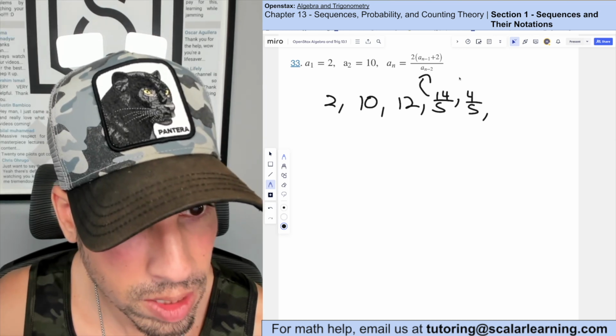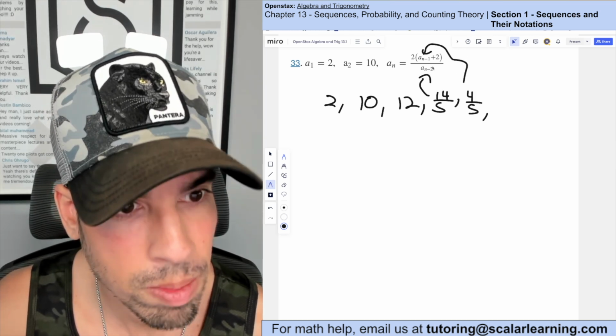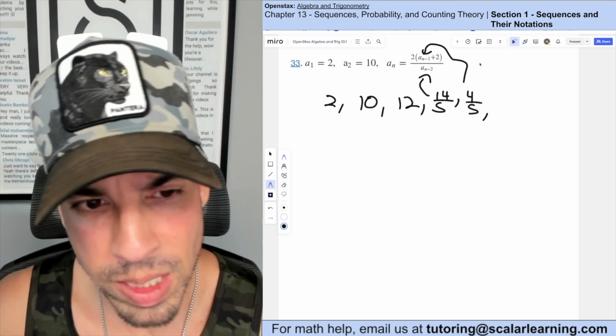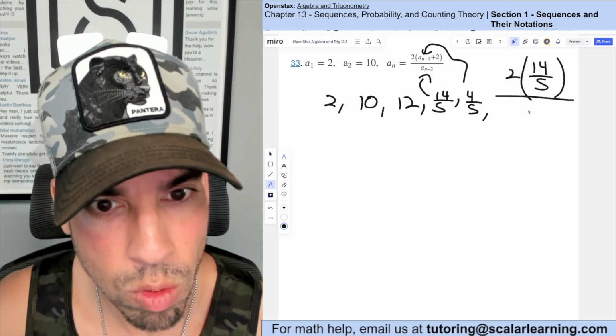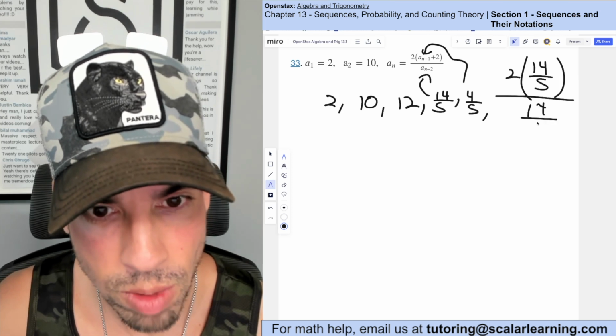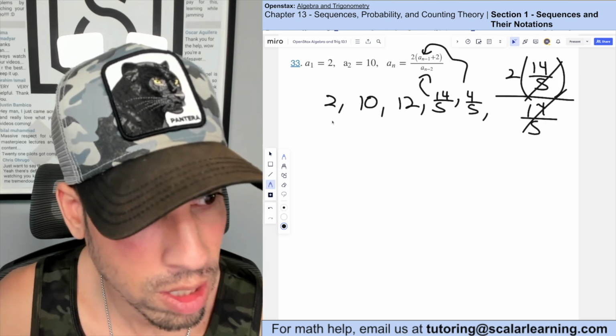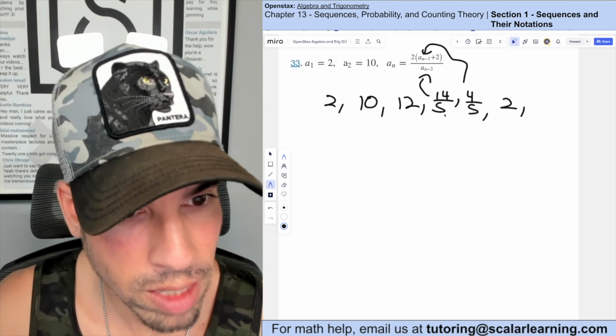Next, we've got this coming in here and this going in up top. So 4/5 plus 2, which would be 10/5, that'd be 14/5 times 2 over 14/5, right? Actually, these are going to cancel out and we're just left with 2. Well, look at that. So we've somehow come back to 2 for the 6th term.